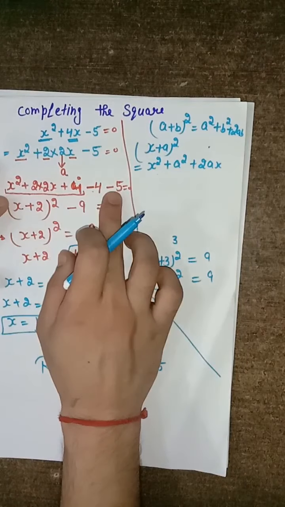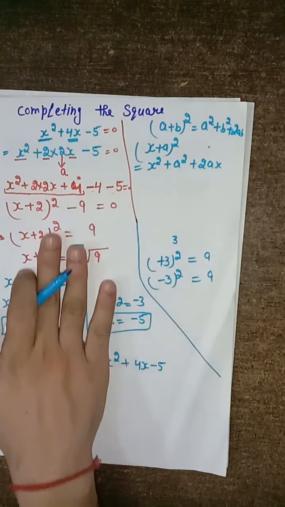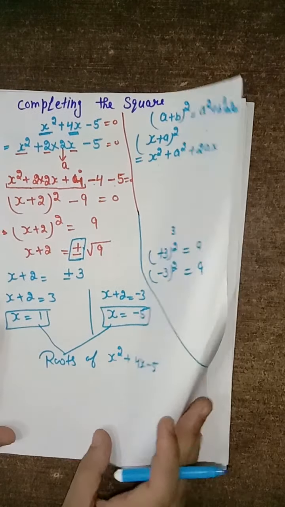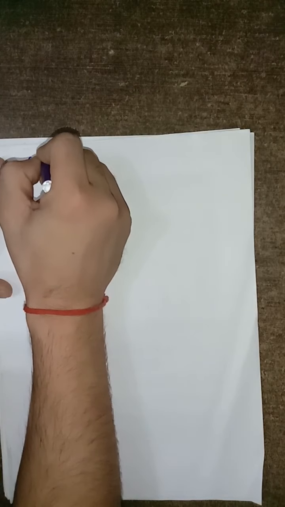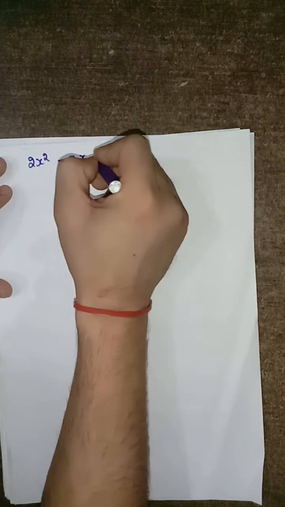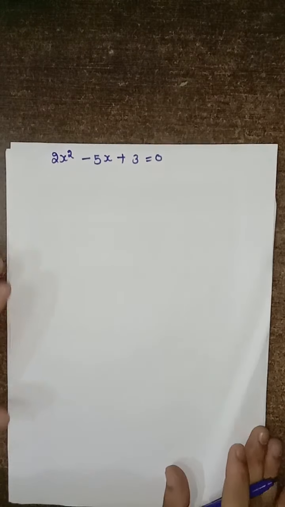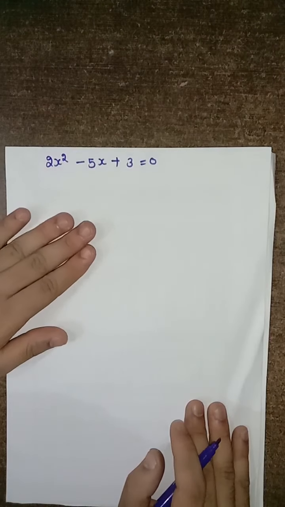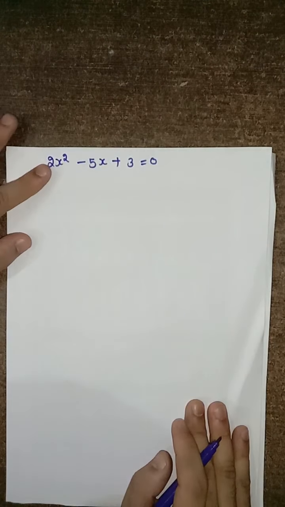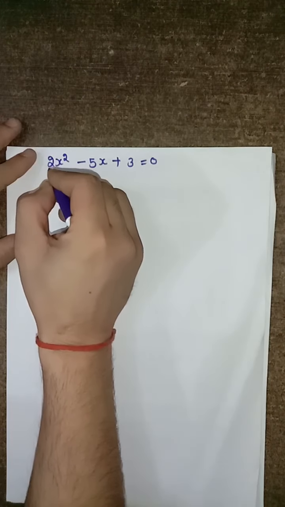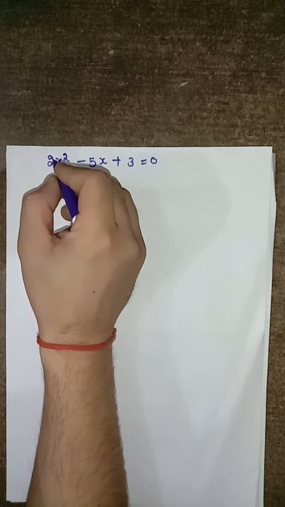Then we solve the remaining term and solve it as we have done in the factorization method. Now take another example. If our question is 2x square minus 5x plus 3 equals 0. Student, 2x square minus 5x plus 3 equals 0. First convert this equation by dividing by 2 so that the coefficient of x square becomes 1.